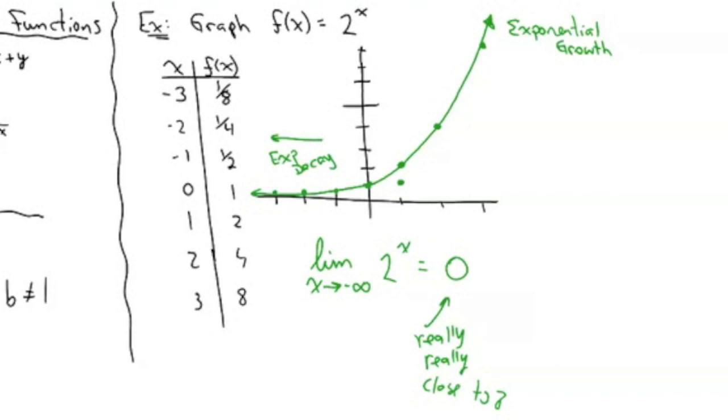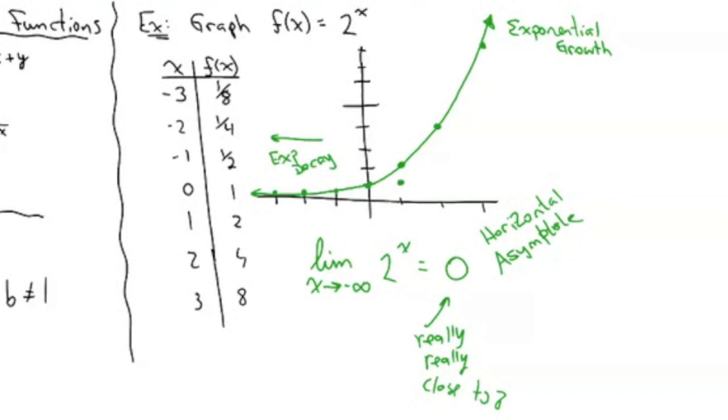So, when you get this idea that a limit is equal to 0, this is also called a horizontal asymptote. That's an asymptote.